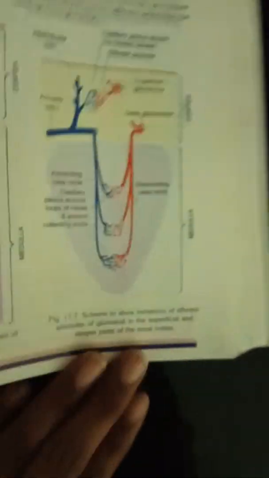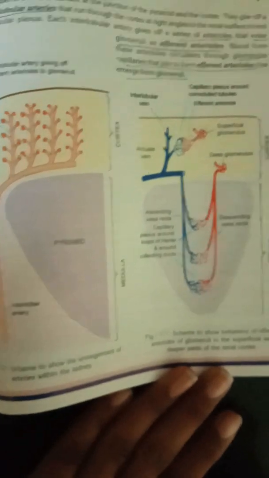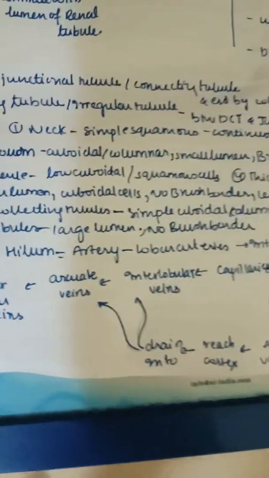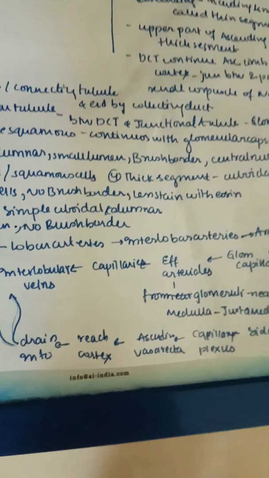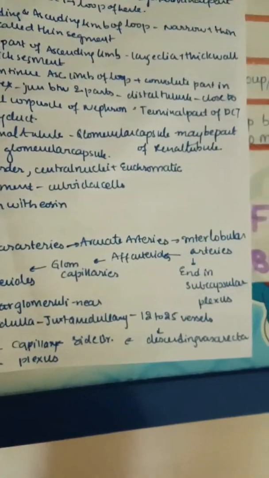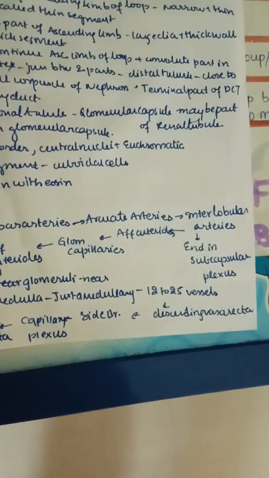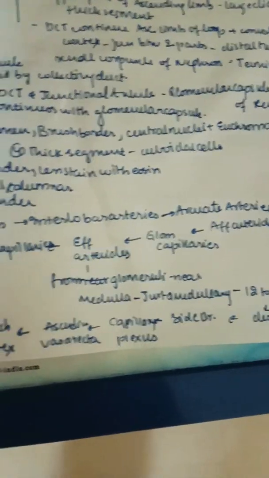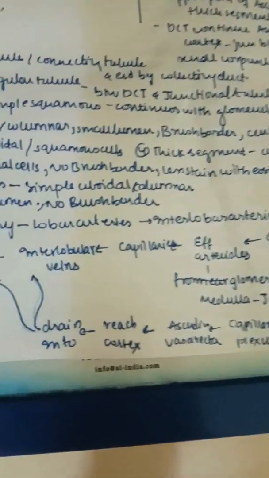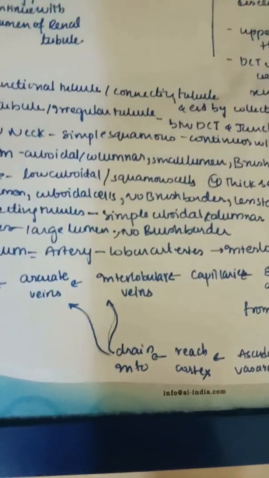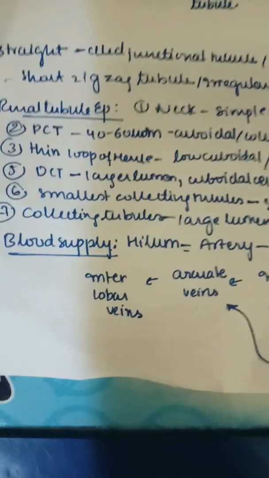Next coming to the blood supply. You can see here different types of arteries. In a simple way, the blood supply starts at the hilum. First the artery enters as lobar arteries and interlobar arteries, next arcuate arteries, next interlobular arteries, which end in a subcapsular plexus, and next continue as afferent arterioles, glomerular capillaries, efferent arterioles, again into capillaries, interlobular veins, arcuate veins and interlobar veins.